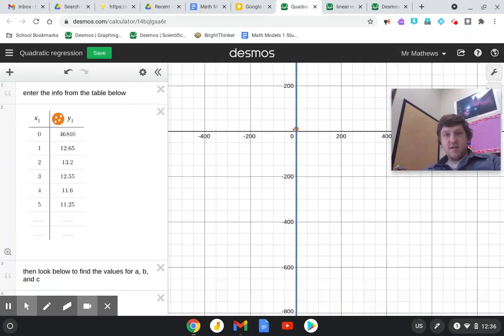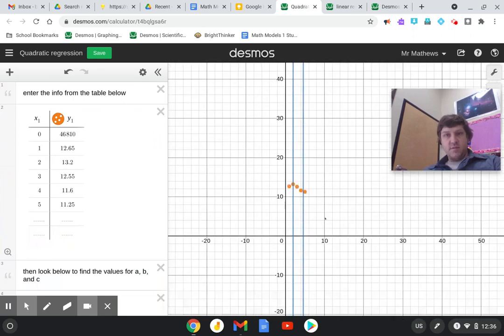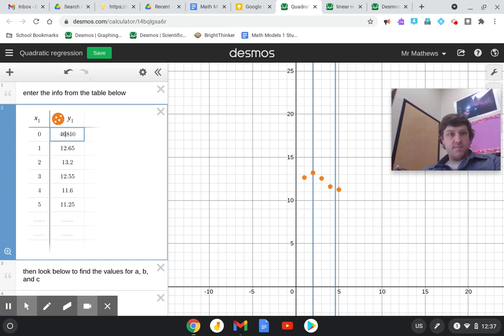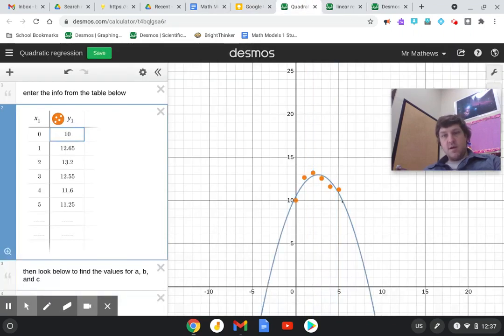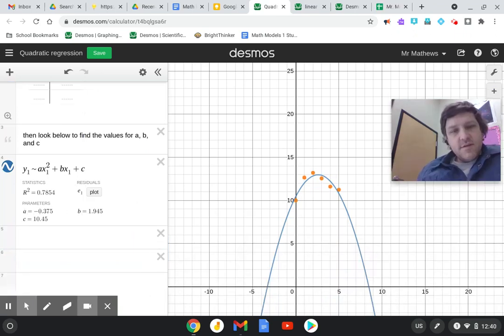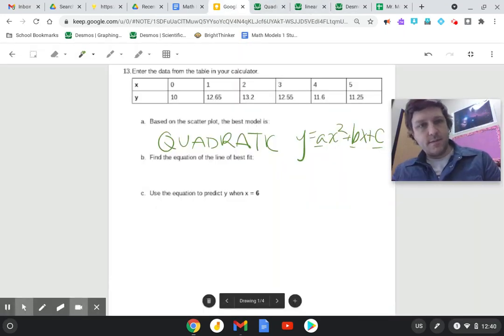So I can see the points in orange are bunched up down here. I was pretty zoomed out, so let's zoom back in. Here we go. Oh, I made a mistake there. That was 10. There we go. So this is my line. You can see it goes up then down like our data points did. So we have our A, B, and C values. So we could take those and make that into our formula.